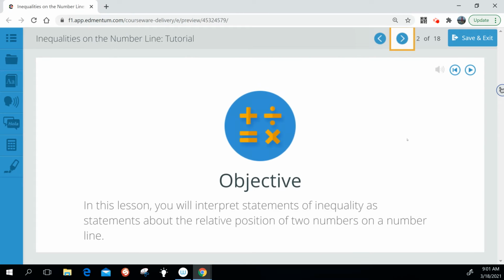The objective then, so in this lesson, we're going to interpret. That means we're going to understand what it means, okay? Interpret means understand what statements of inequality mean as they relate to two numbers on a number line. So how can we compare these two numbers using the number line and using inequalities, okay? So go ahead and write that in your notes, please.